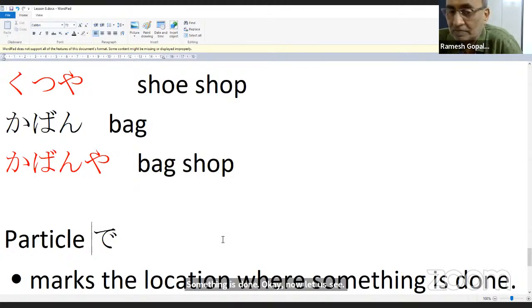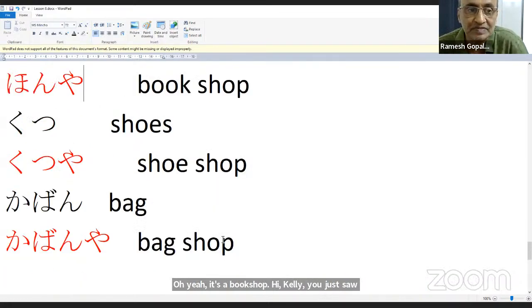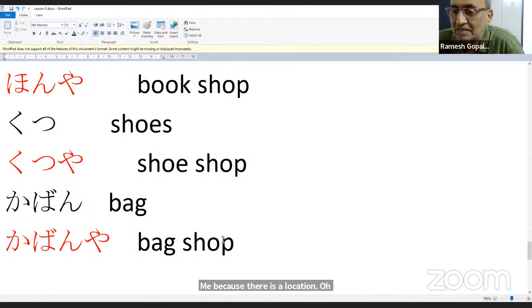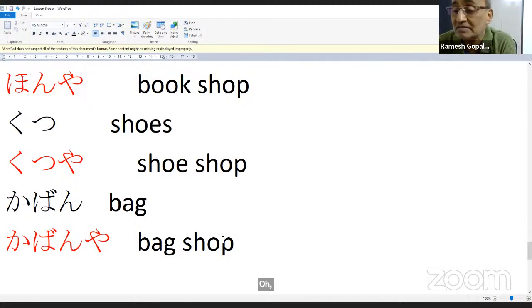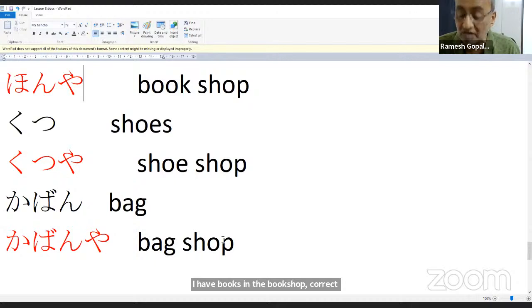Honya is a bookshop. You just saw it. Ni, because there is a location. Honya ni hon ga arimasu. What is the meaning of that? There are books in the bookshop. Correct? Now, suppose I say honya de. Honya de hon o kaimasu.